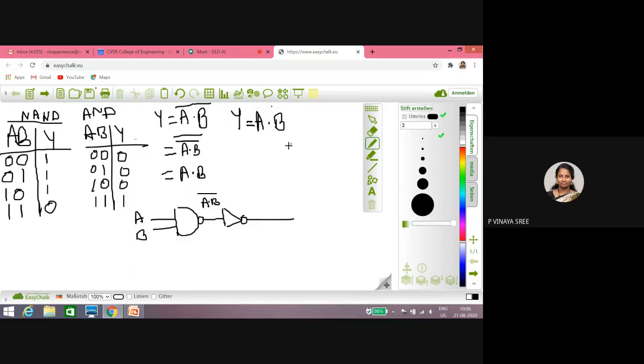You have to get the target as A into B. For that, what I applied is one more NOT, so that both will be cancelled and you will get A into B. But I should not write like this. Finally you will get A into B whole complement and whole complement, so finally you will get A into B. So this gate will be working as an AND gate.